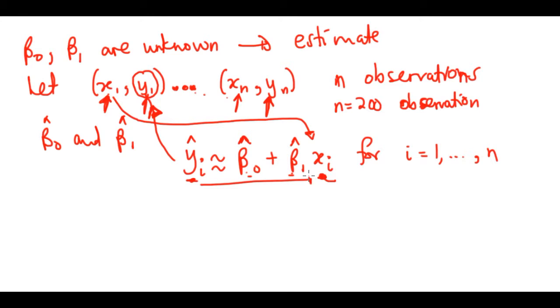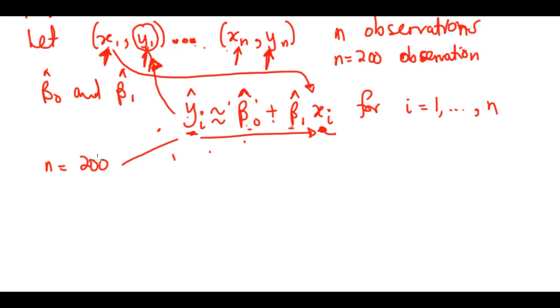And since you know that this is an equation of a straight line, we're trying to find beta naught and beta 1 such that the resulting line is as close as possible to the n equal to 200 data points. Wherever the points are, the line that we're going to draw from this estimate needs to be close to all the points. It needs to be the closest line to all those points.